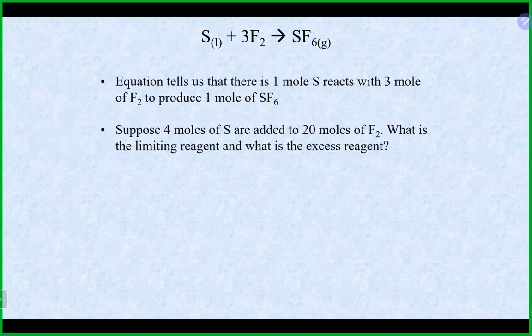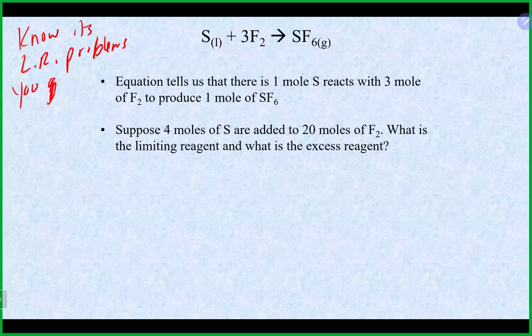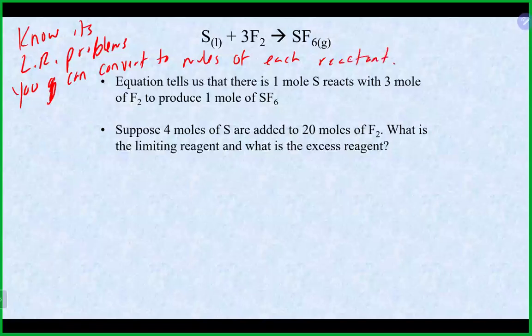How do you know, for example, it is a limiting reagent type problem? Here's how you know that you have to do that extra step. The way that you know it's a limiting reagent problem is you can convert to moles of each reactant. So basically, if you're given a problem where you have information about both reactants, and you have enough information about both reactants that you can simply convert those numbers into moles, then you know for sure it is a limiting reagent problem.